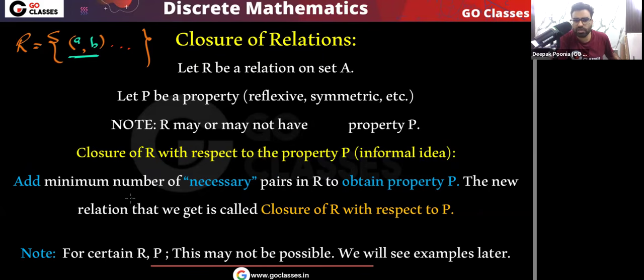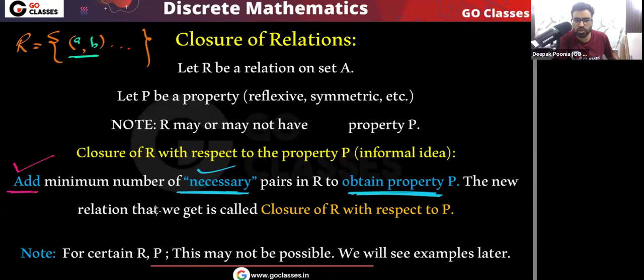But here, what are the important words? You must focus on these important words if you want to solve all the questions, if you don't want to make any mistake in any question. So remember, the relation is given to you, the property is given to you, the given relation may or may not have this property P. Now the question will ask you to find the closure of relation with respect to this property. Then what you will do, in the relation R, you will add minimum number of necessary ordered pairs in R to obtain property P. These are the important words.